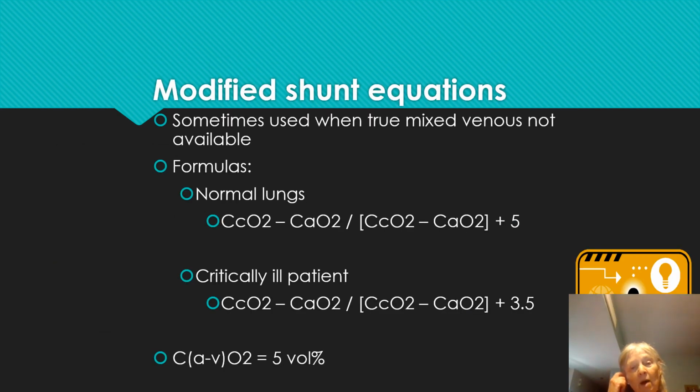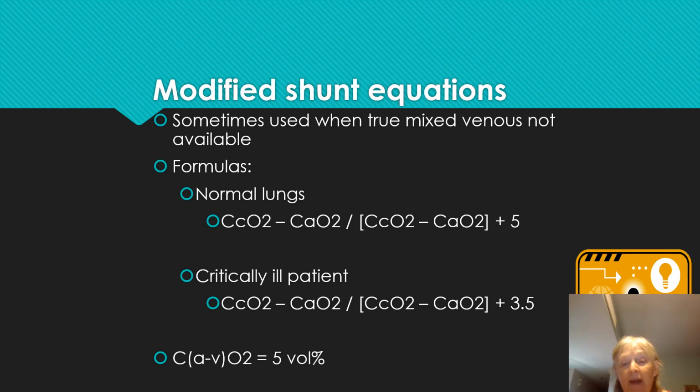So there are actually some modified shunt equations that we're using now. You may or may not see these. However, they do exist and they are used. So basically, as long as your patient has normal lungs, we're going to do CcO2 minus CaO2 divided by CcO2 minus CaO2 plus 5. The normal difference between CaO2 and CvO2 is 5%. So make sure you write that down. That's a pretty cool formula. The normal difference between CaO2 and CvO2 is 5%.